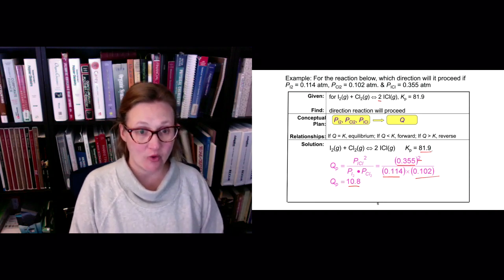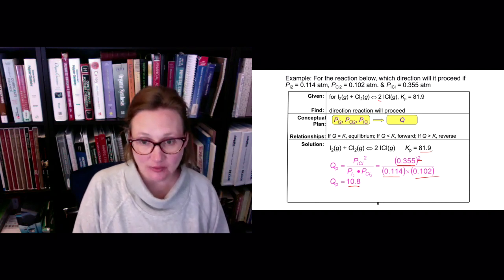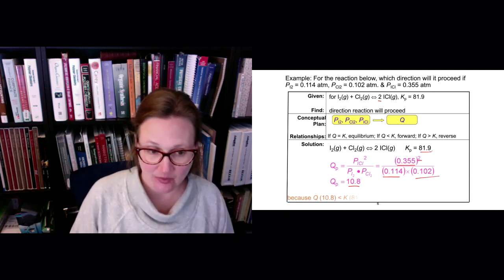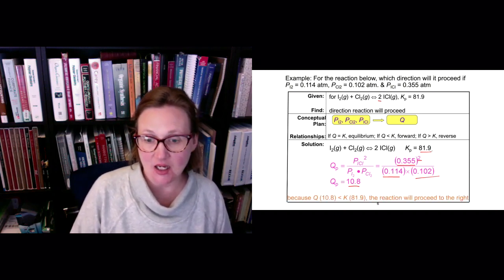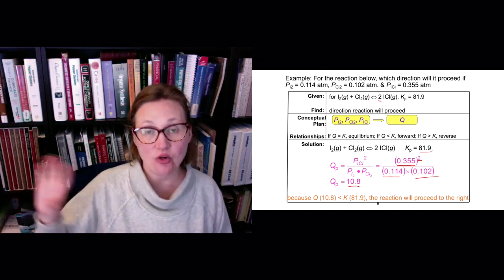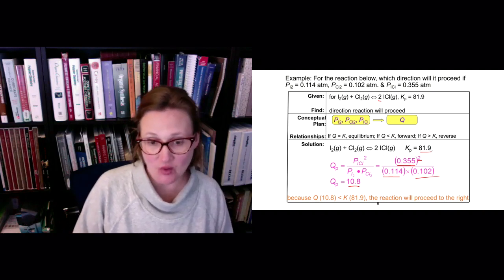All right, so what do we say? We see Q is not equal to K, so it's not at equilibrium. Here it looks like Q is less than K, so we'll say that the reaction is going to proceed to the right, or proceed to products, making more product. It's on its way.